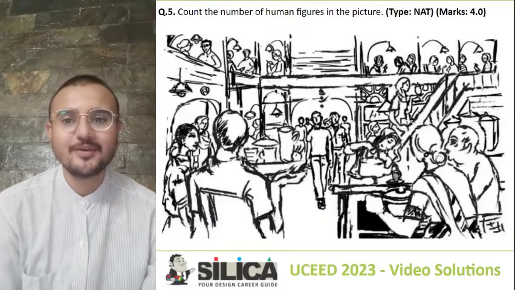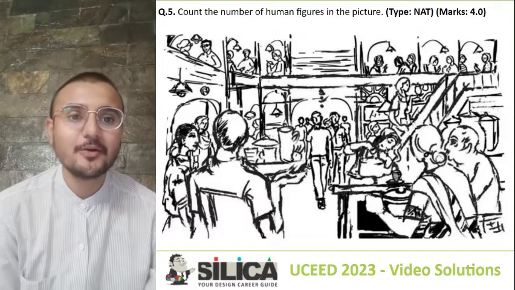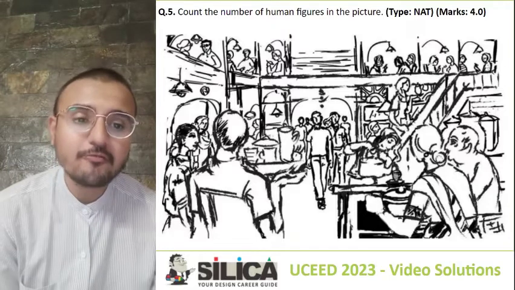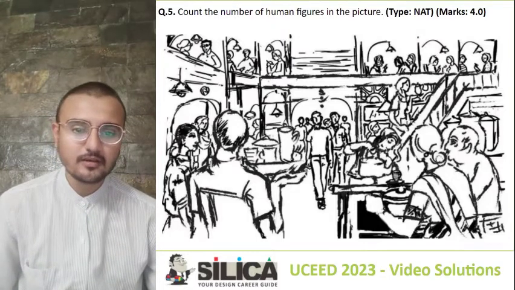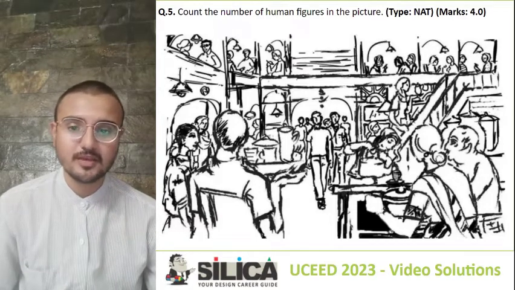Today we are looking at UCEED 2023 question number 5, which is a NAT question, a 4 marks question. Count the number of human figures in the picture. So we have one image and we have to find the number of human figures from the image.